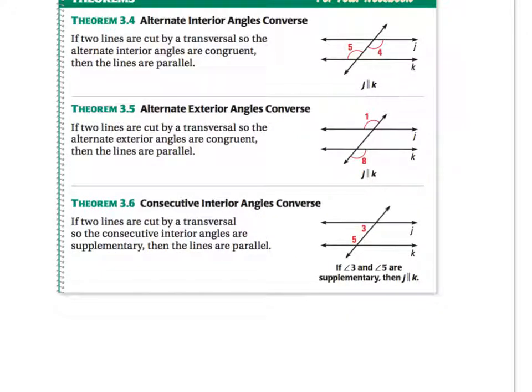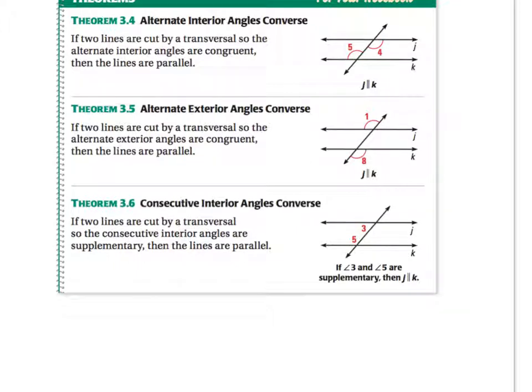Moving on to the next theorem, alternate exterior angles converse. In the last section, we stated if the two lines cut by a transversal are parallel, then alternate exterior angles are congruent. Now in this section, if two lines are cut by a transversal and the alternate exterior angles are congruent, then we can conclude that the lines must have been parallel.